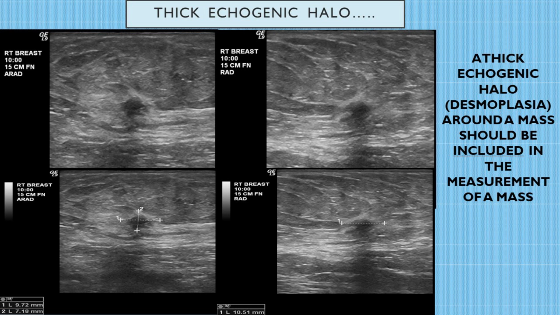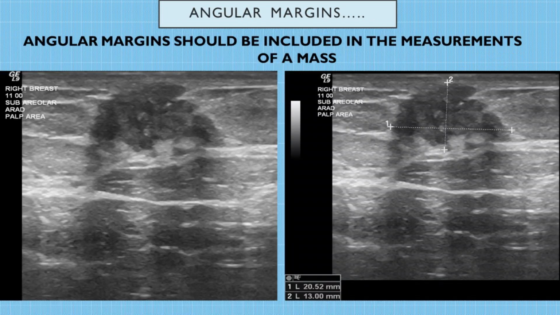It's important to note that this is actually part of the mass, and this thick echogenic halo should be included in the measurement of the mass. Angular margins are the pointy margins of a suspicious mass. Angular margins should be included in the measurements of a mass, just like lobulations. Also important, like with other types of mass margins, is to make sure that you're measuring the longest axis of the mass while still including the angular margins.